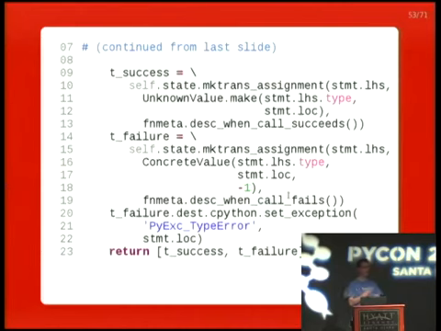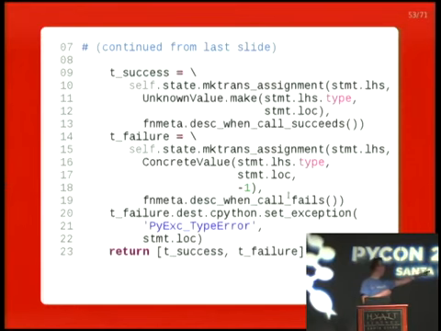And then at line 14, let's create the failure transition, where we make an assignment to the left-hand side of the call of the concrete value -1, because that's what it returns when it fails. And again, annotate that transition saying this is that function failing. But we can also say at line 20, the failure transition's destination state's CPython facet. We can say there's a type error that has been set when that occurs. And then at line 23, we return the two transitions. We have a success transition and this failure transition.